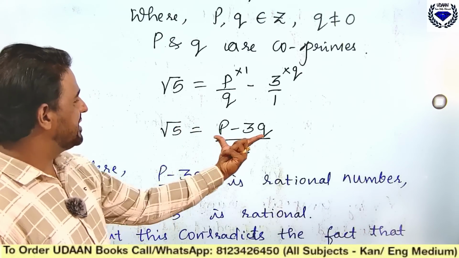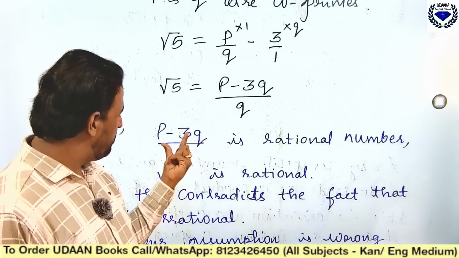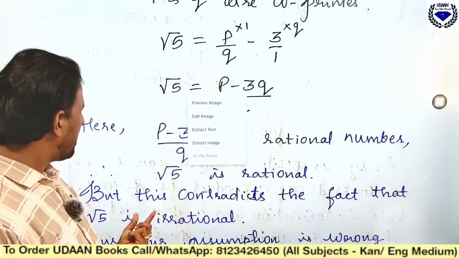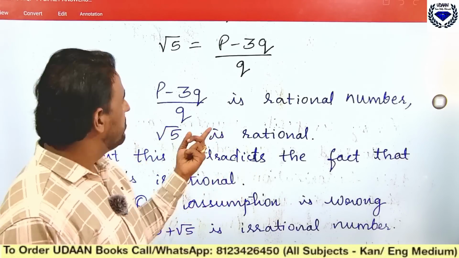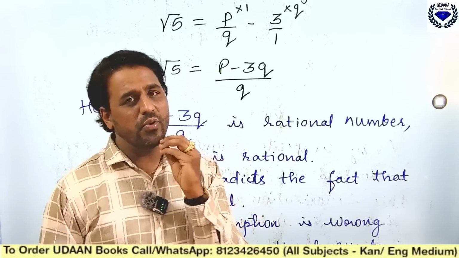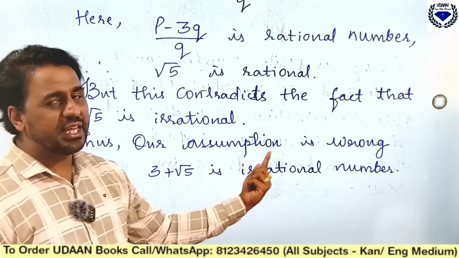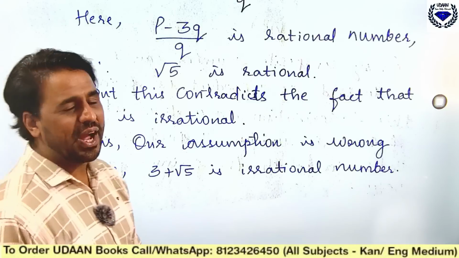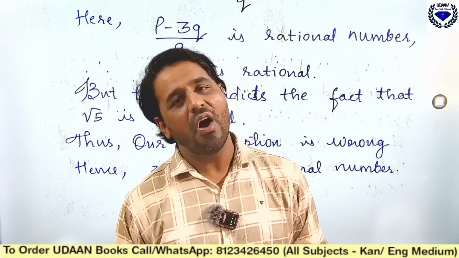Now you know that this is a rational number because it is having only p minus 3 q by q. P minus 3 q by q is a rational number, then this should be a rational number. But this contradicts the fact that root 5 is an irrational number. We know that already. You have solved it earlier by squaring on both sides. The lengthy procedure you already did, and you know that root 5 is an irrational number. Therefore, our assumption is wrong. Whatever we assume is always wrong in this case. Hence, 3 plus root 5 is an irrational number.